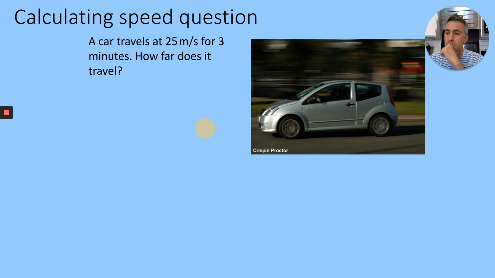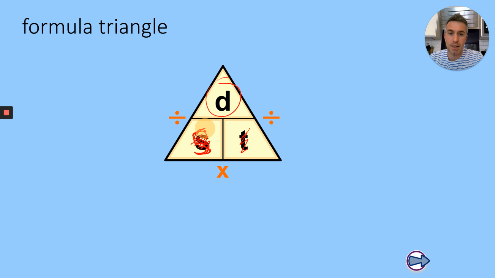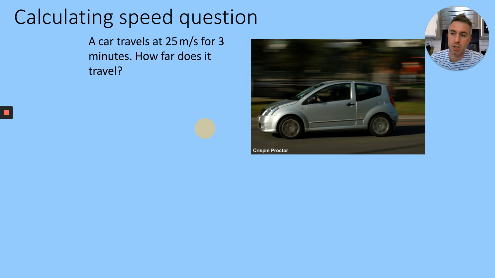Another example. A car travels at 25 meters a second for 3 minutes. How far does it travel? It's asking for a distance, so we've got to do speed times time. But what do you notice? It gives us a speed in meters per second, but it gives us a time in minutes. So you have to convert. How many seconds are there in a minute? Yes, there are 60. So 3 minutes, 3 times 60.